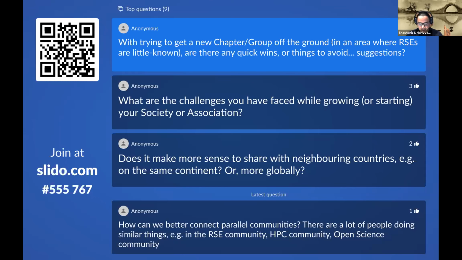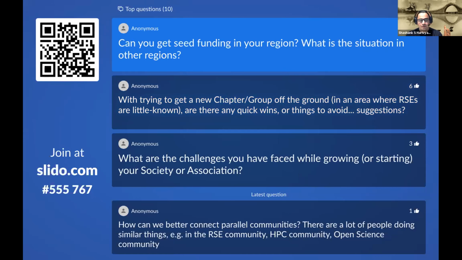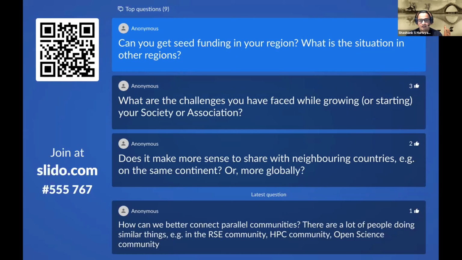One main thing that Jano mentioned was having seed funding. What's the situation like in different regions? Of course, there is seed funding for the cause in the Netherlands, as we have the eScience Center. What's the situation like in other regions? For example, in Australia, do we have universities trying to establish an RSE unit? I know that, yeah. So let's just go around the panel and get some answers. Heidi.